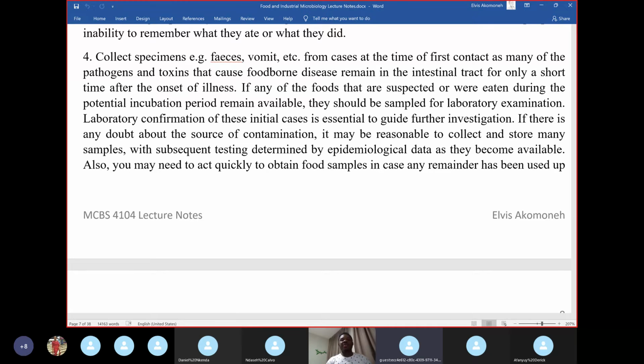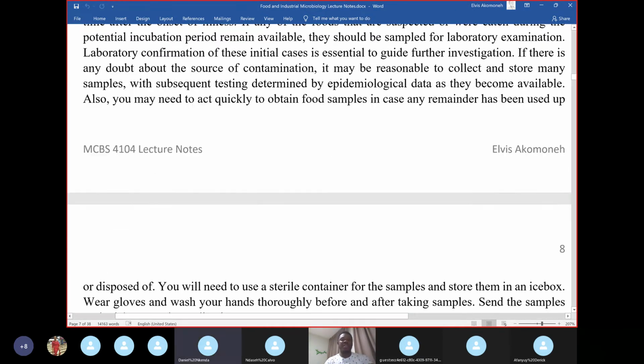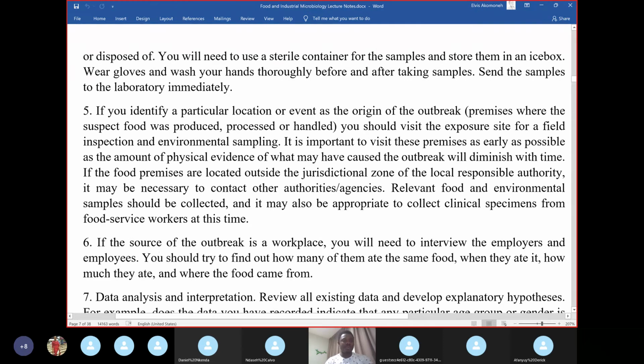So it is important to act and act fast, and collaborate with other laboratories. If you are within the area, go straight to the field and collect the sample. If you are not within the area, link up with your liaison service in the district concerned and let the sample be collected immediately before it is disposed of or totally used up.